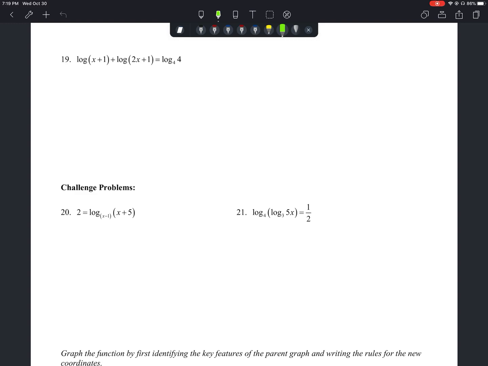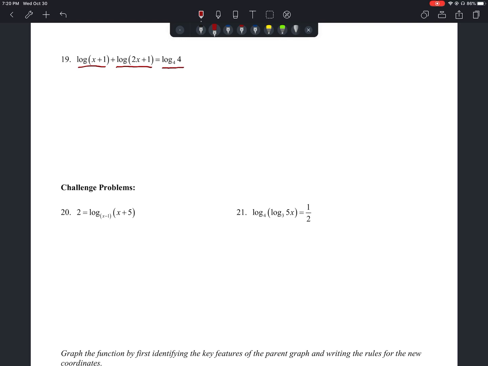Problems 19, 20, and 21 from the Chapter 3B quiz review. We're still looking to solve, just like we were on the previous page there. So what we're going to do here is, let's just look at this equation. We've got log of the quantity x plus 1 plus log of the quantity 2x plus 1 is equal to log base 4 of 4.